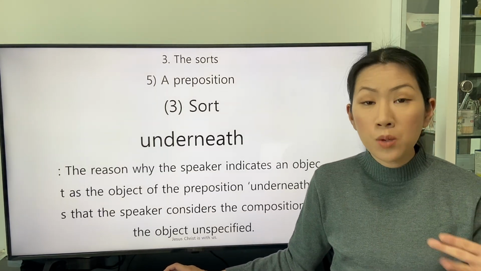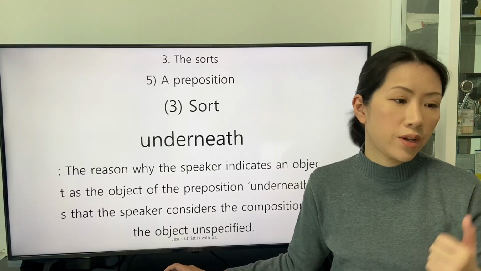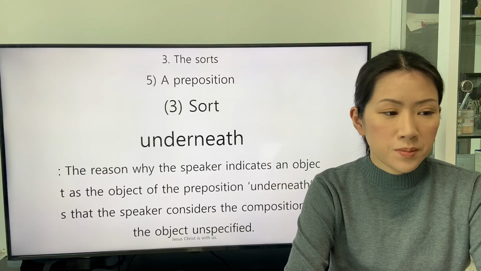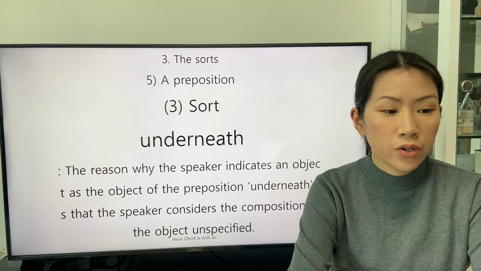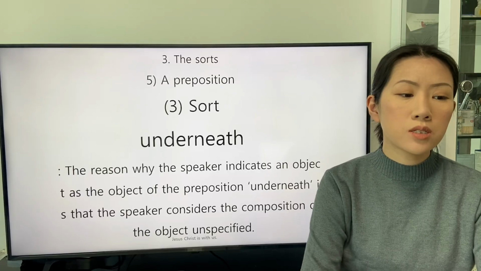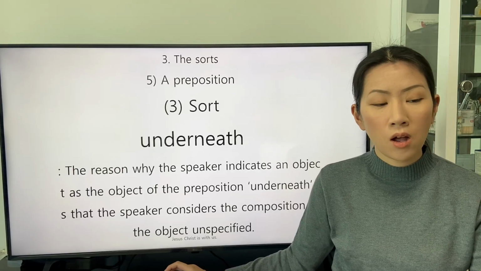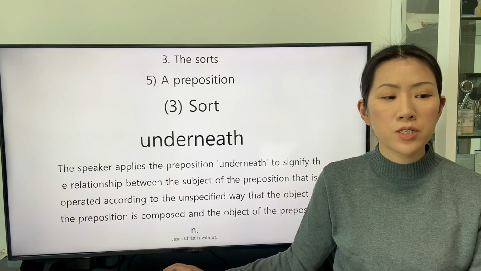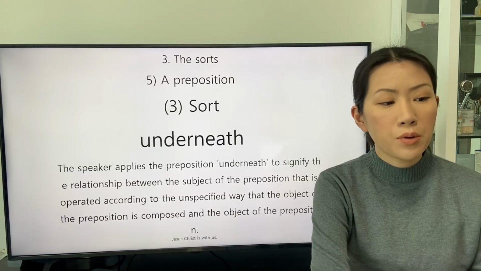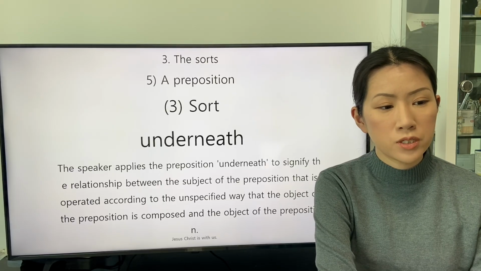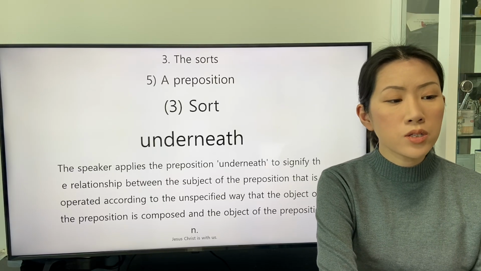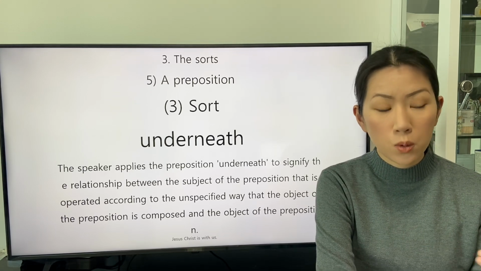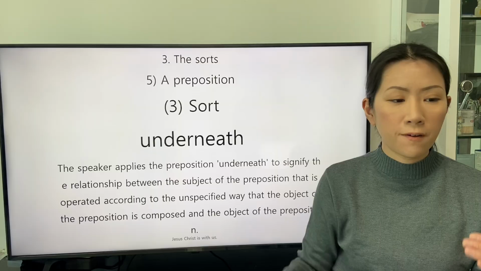The next preposition we will study is the preposition underneath. The reason why the speaker indicates an object as the object of the preposition underneath is that the speaker considers the composition of the object unspecified. The speaker applies the preposition underneath to signify the relationship between the subject of the preposition that is operated according to the unspecified way that the object of the preposition is composed and the object of the preposition.